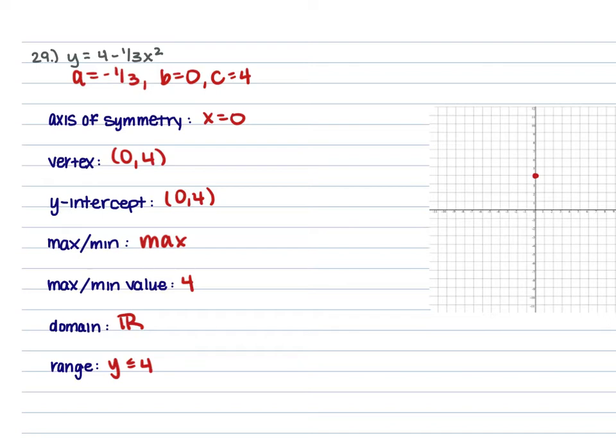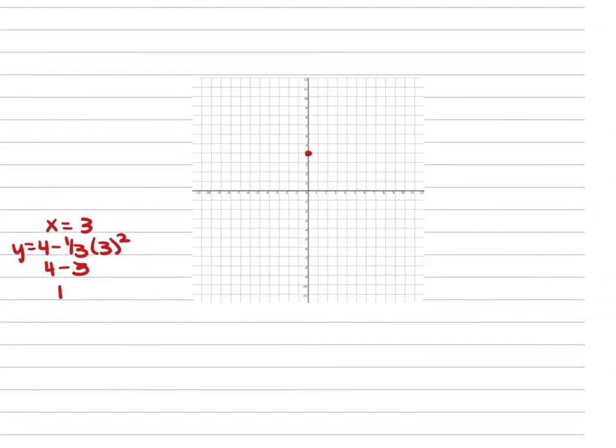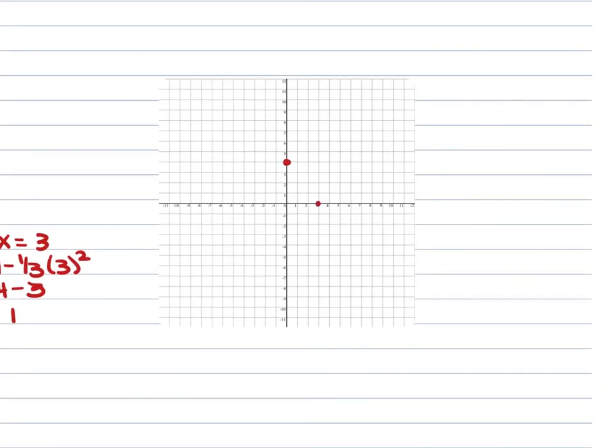So I'm going to pick 3 for an x value. So I'd have y is equal to 4 minus 1/3 times 3 squared, which is 1/3 times 9. So that's going to give us 4 minus 3, which is 1. So 3, 1. I went over 3 and down to 1, so it's going to be negative 3, 1 as well.